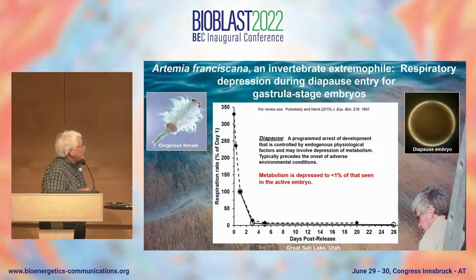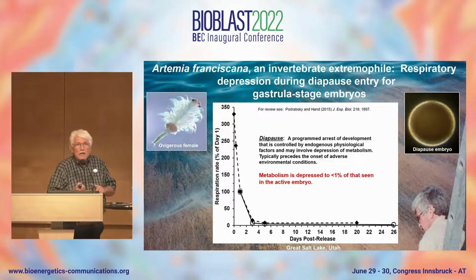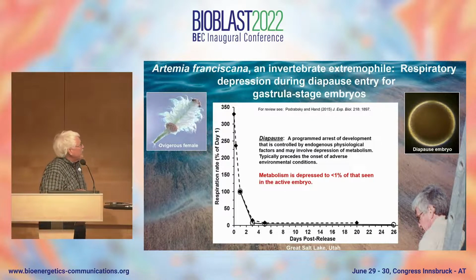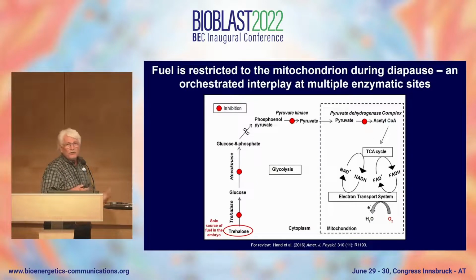So this diapause state is a programmed arrest of development and metabolism, such that this depression is occurring under normoxia, under euthermic conditions, and under full hydration. It's an internal downregulation. So the question becomes then, how is such a situation possible under full normoxia?